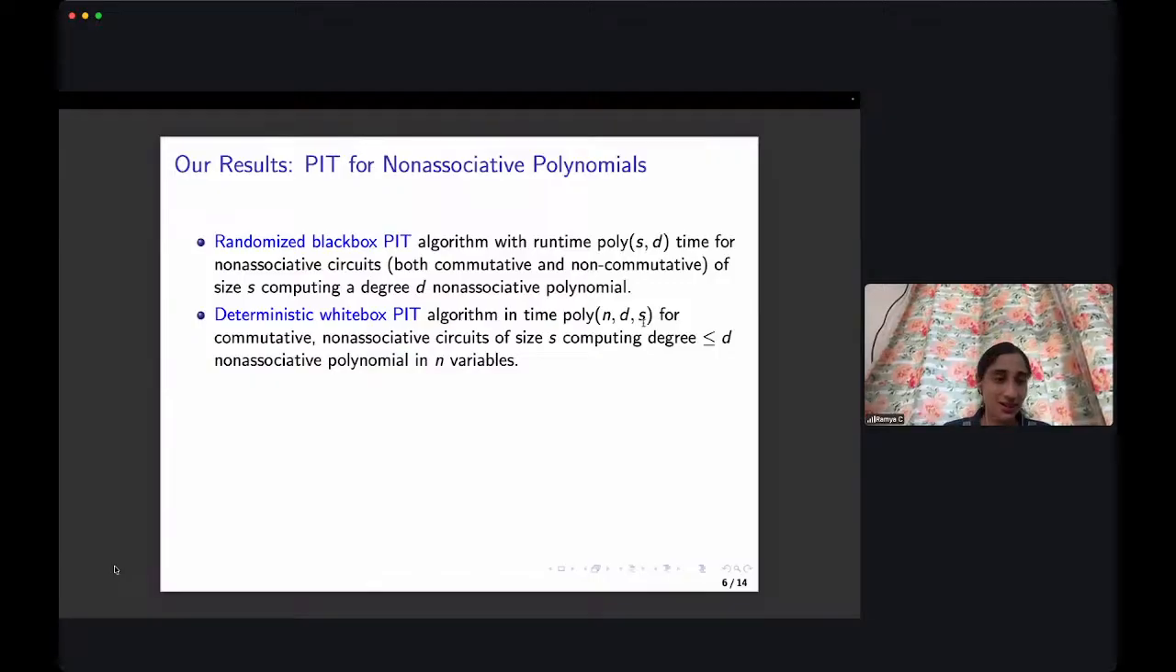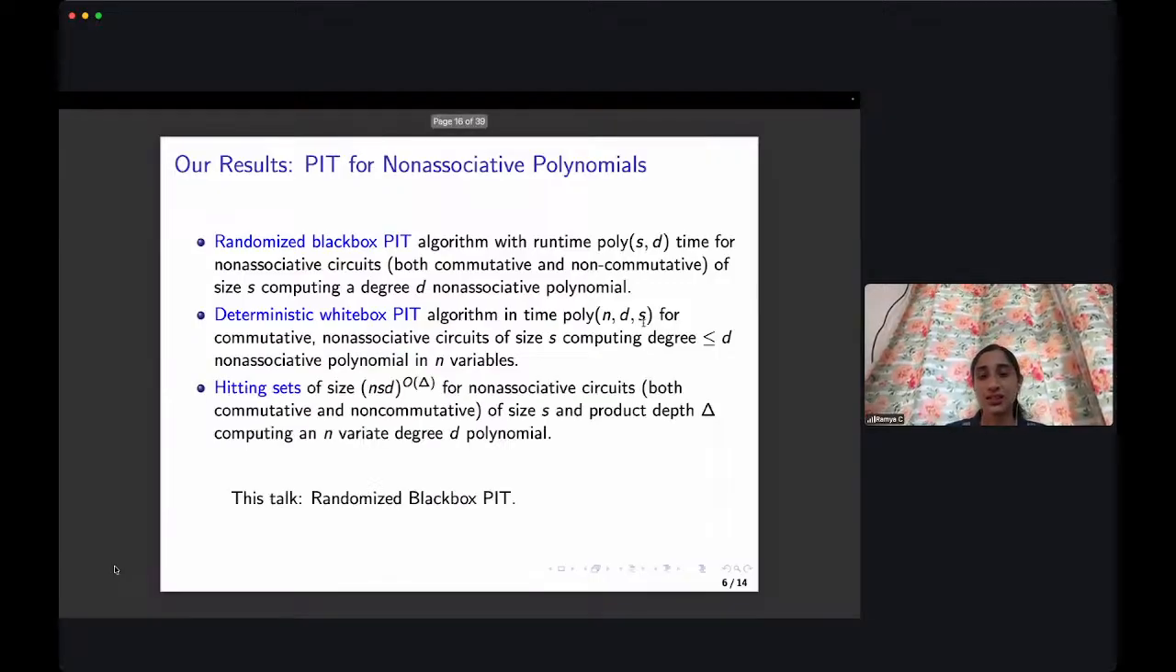Now you could also ask, are there efficient hitting sets? There are reasonably efficient hitting sets, meaning the size of the hitting set is n^O(s d) with an exponent having the product depth for non-associative circuits. So as long as the depth is little o of d, then you get something non-trivial. If the depth is logarithmic, then this will be quasi-polynomial.